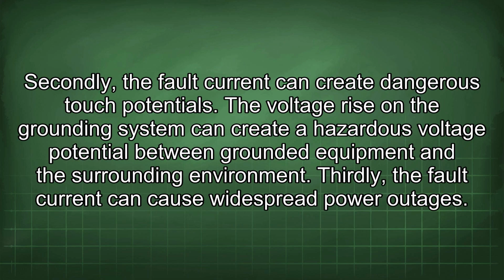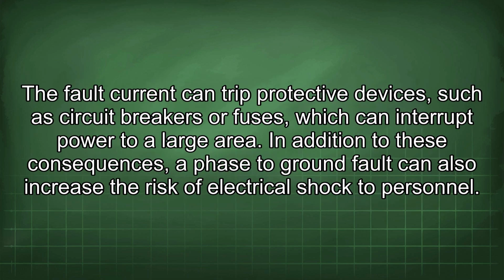Secondly, the fault current can create dangerous touch potentials. The voltage rise in the grounding system can create a hazardous voltage potential between grounded equipment and the surrounding environment. Thirdly, the fault current can cause widespread power outages. The fault current can trip protective devices, such as circuit breakers or fuses, which can interrupt power to a large area.